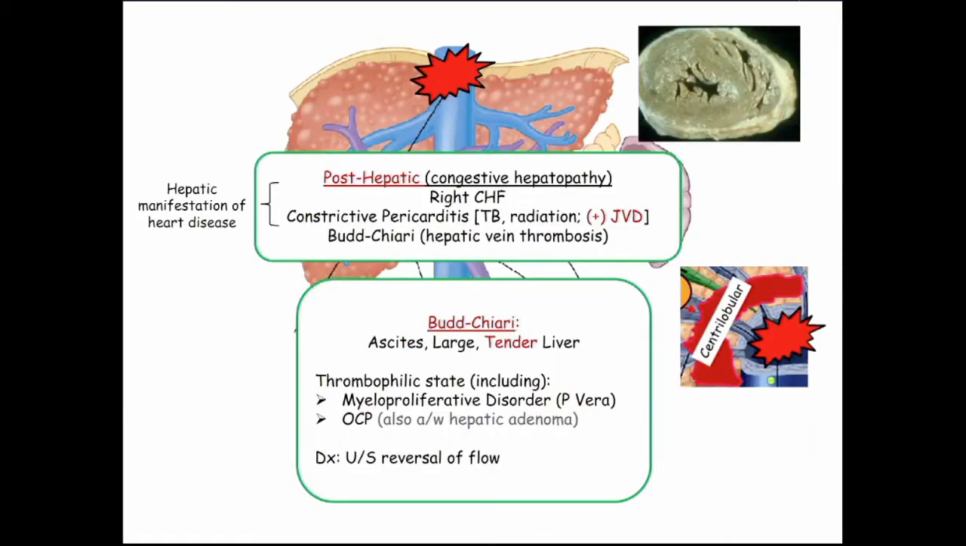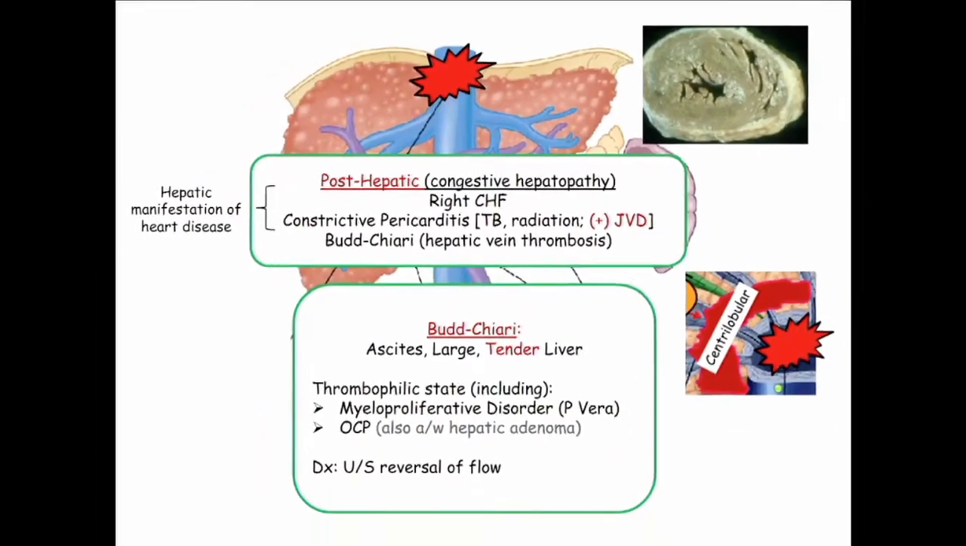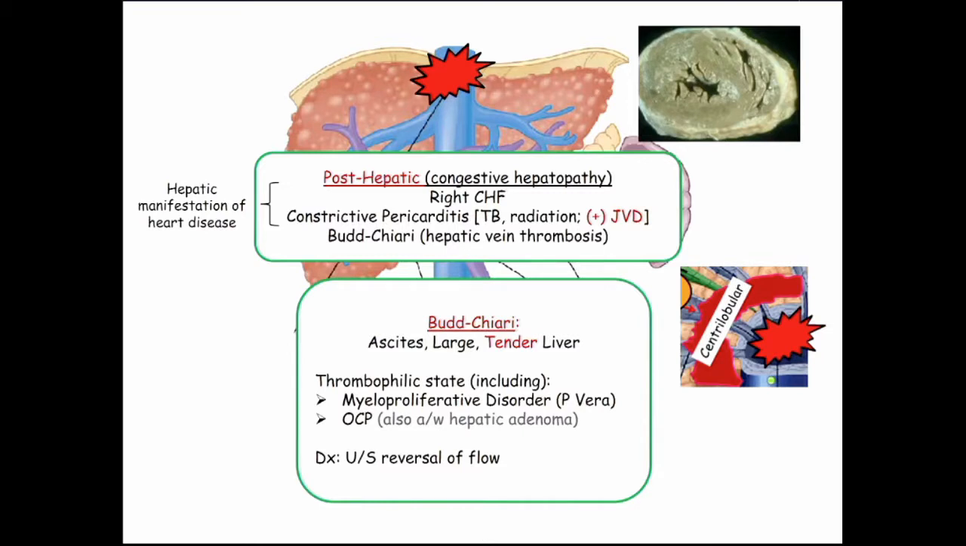Let's just start with post-hepatic. You can have it from heart disease, right heart failure, or, again, the common one for congestive hepatopathy, constrictive pericarditis. What causes that? TB, mostly radiation. Again, if you have portal hypertension with JVD, we know that it's coming from the heart. So these are hepatic manifestations of heart disease.